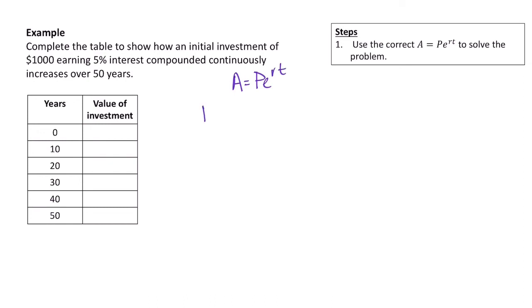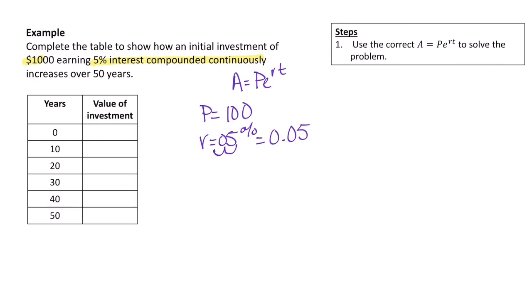So our formula is going to be A equals P e to the rt. Remember that P is going to be the initial investment, so that's the $1,000 that we have in our problem. And it says 5% interest compounded continuously, so that is going to be our r value. r is 5%, which if we move the decimal two places to the left, we get 0.05. So let's plug in these different values of t. Well, 0 years is just the initial value.